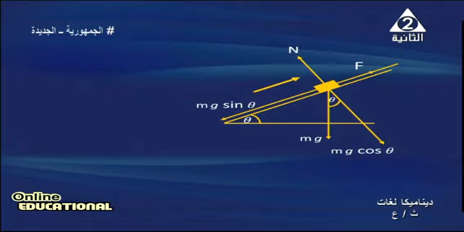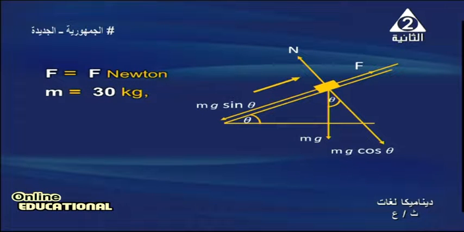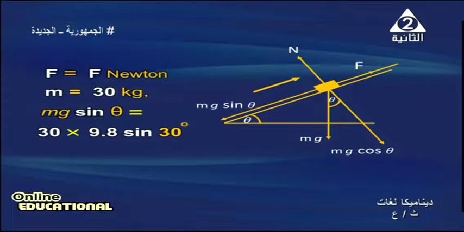A body of mass 30 kilograms is placed on a smooth plane inclined to the horizontal with an angle of measure 30 degrees. The magnitude of the force acting on the body is F Newton, and its direction is in the same direction of the line of the greatest slope upward the plane. The mass of the body equals 30 kilograms. Now, mg sine theta equals 30 times 9.8 times sine 30, which equals 147 Newton.